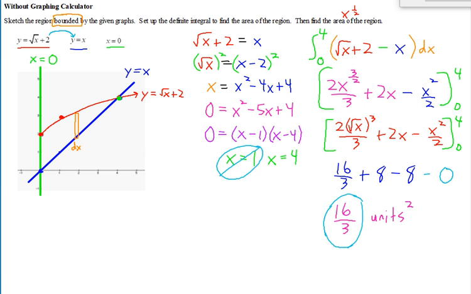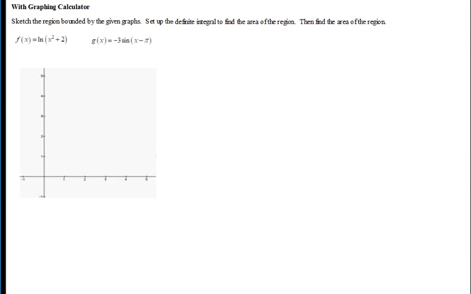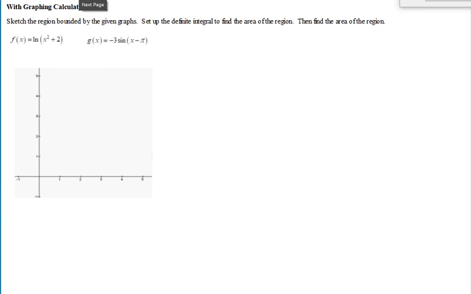All right, so that's without a calculator. Now, let's take a look at one with the graphing calculator. Okay, and I'm going to show you guys how to use both the TI-84, which is similar to the TI-83 also, if you have one of those, as well as the TI-Nspire. Okay? So you can see how to do both of those calculators.